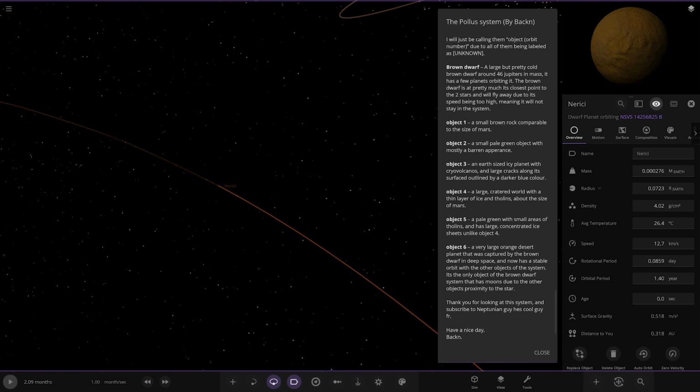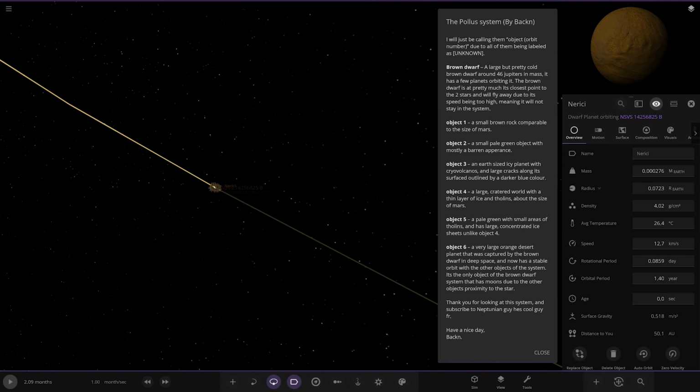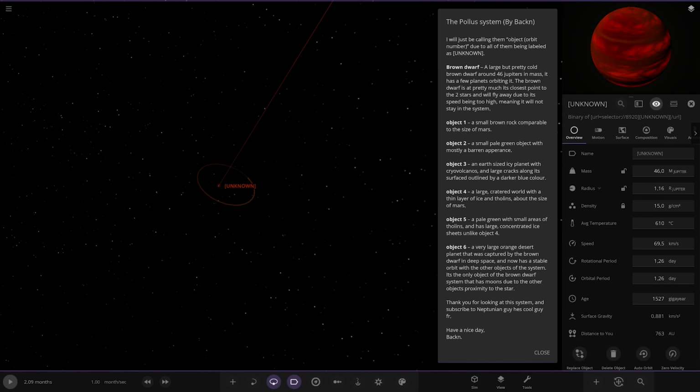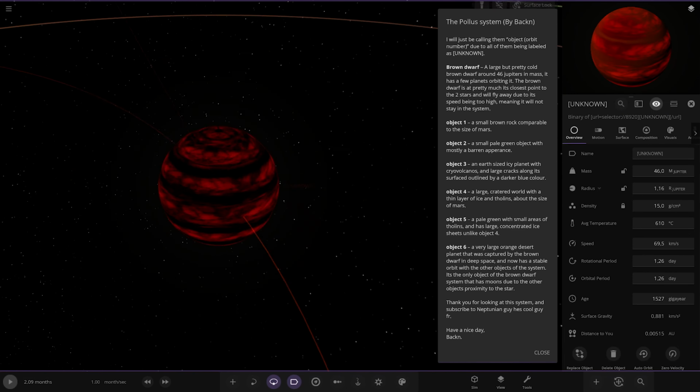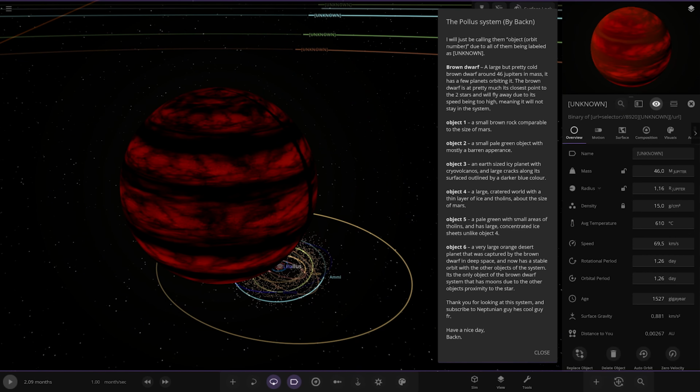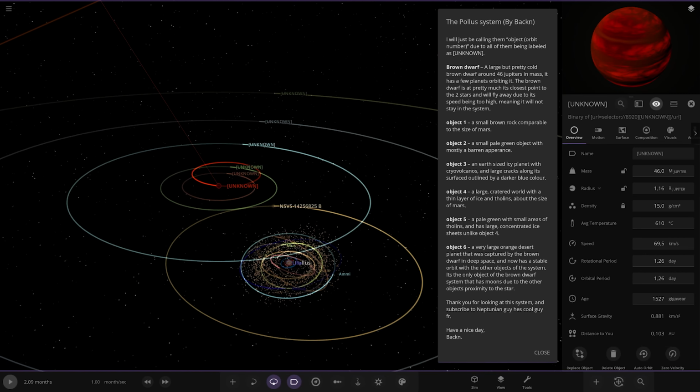Right, and then over here we go to the unknown, the brown dwarf. Right, hello. Whoa, it's in a binary or something. I'll just be calling them object due to all being labelled as unknown. A large but pretty cold brown dwarf, around 46 Jupiter masses, has a few planets orbiting it. The brown dwarf is pretty much the closest point to the two stars and will fly away due to its speed being too high, meaning it will not stay in the system. So it's just flying by.